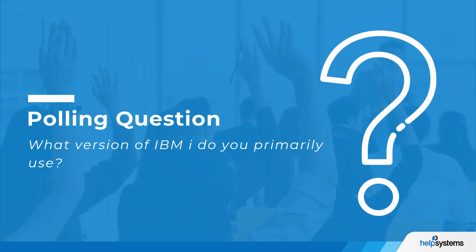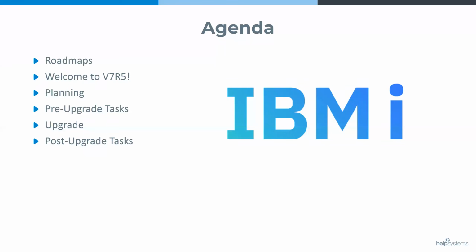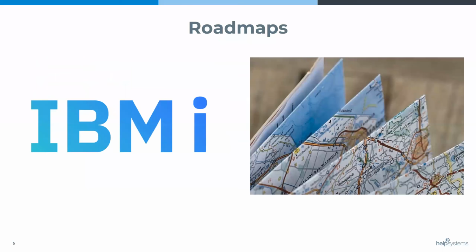So thank you, Ian, for that first polling question. Let's move on to our next slide. We're going to be talking about our agenda today. A little bit on roadmaps, some things that are new in 7.5, and then Peter's going to go through planning, pre-upgrade, upgrade, and post-upgrade. We have a lot of content. Let's keep it moving to the next slide.